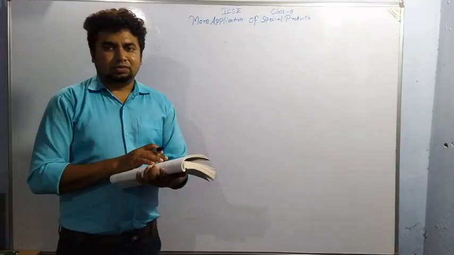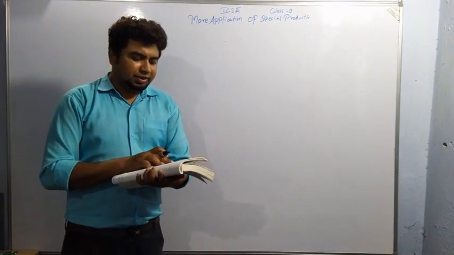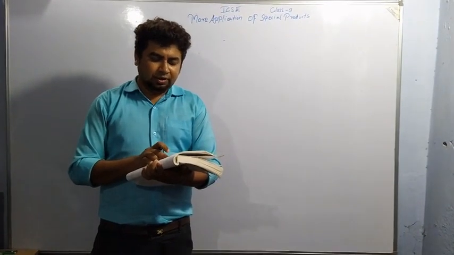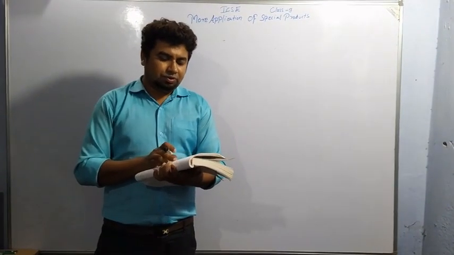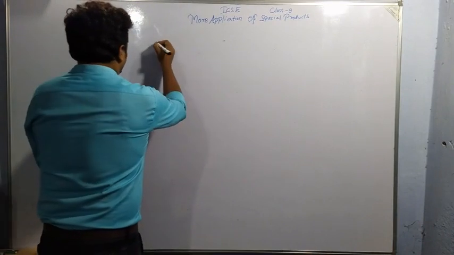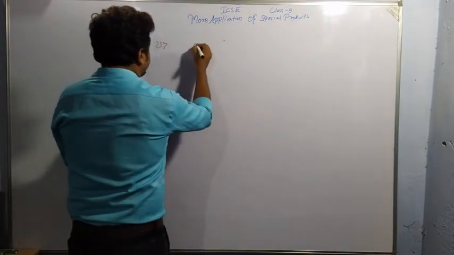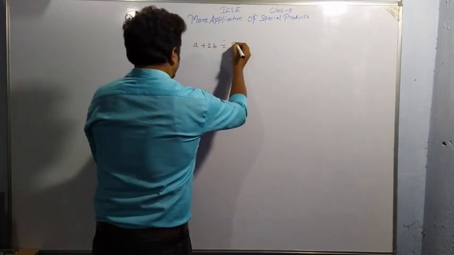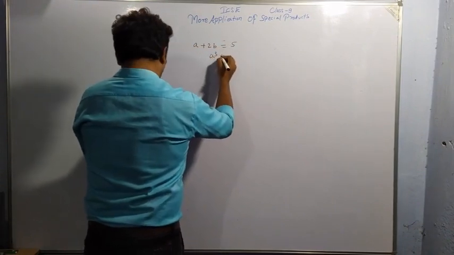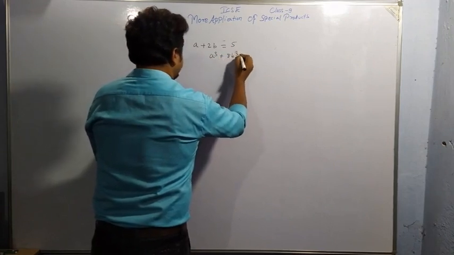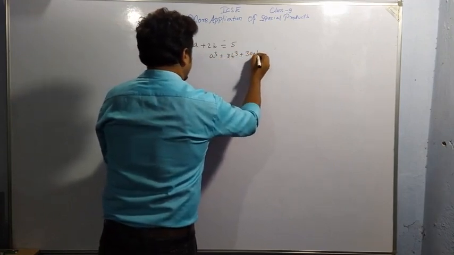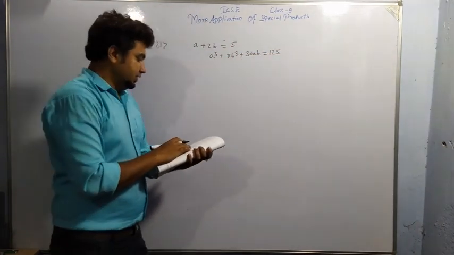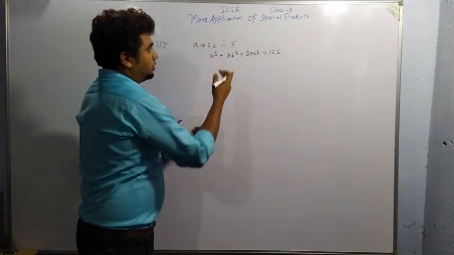Now, question number 21, it is said if a plus 2b is equal to 5, then we have to prove that a cube plus 8b cube plus 30ab is equal to 125. It is given a plus 2b equal to 5. We have to prove a cube plus 8b cube plus 30ab equal to 125. So what is given to us here is a plus 2b is equal to 5.